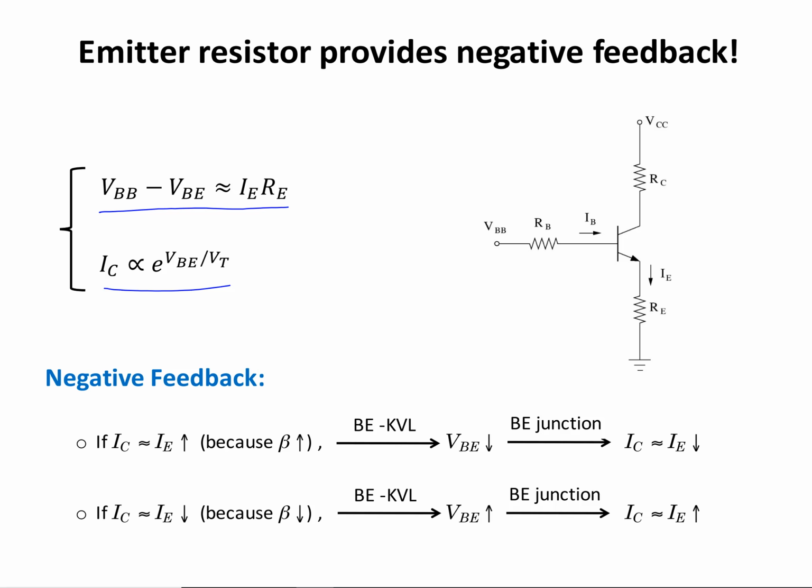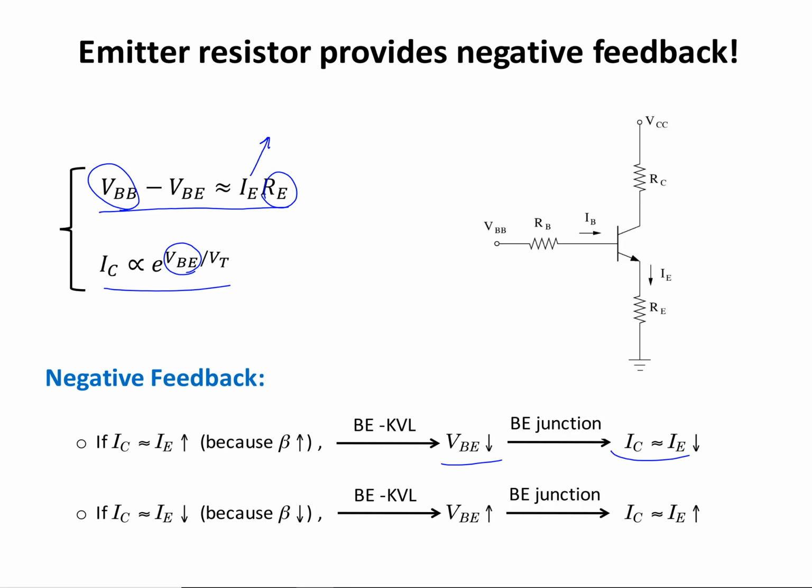So in this circuit, if collector current increases, for example, because beta increases, then the value of VBE is going to decrease, because IE is increasing, RE is fixed, and VBB is fixed. So if emitter current increases, base emitter voltage is going to decrease, and because this one decreases, the collector current, or the emitter current, is going to decrease.